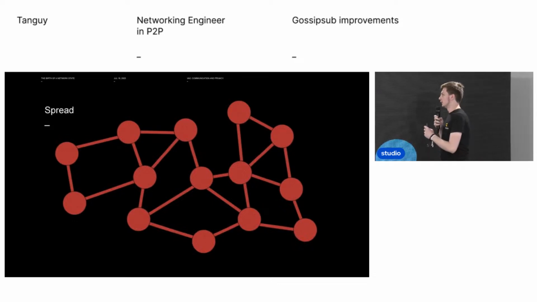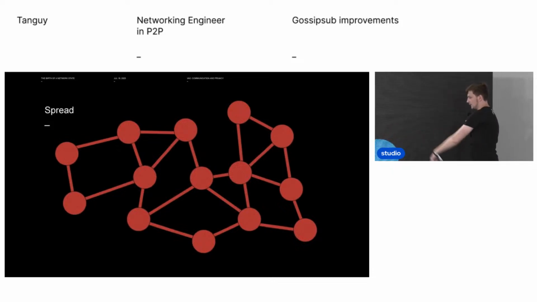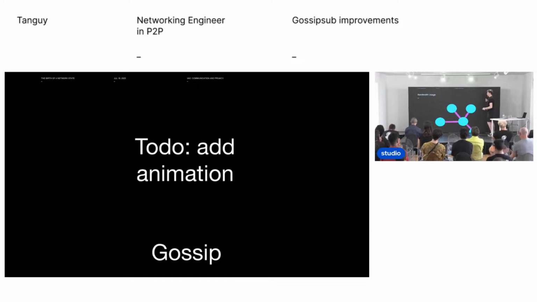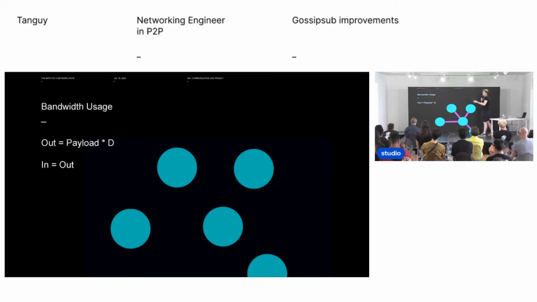The first thing we're going to try to understand is how much bandwidth you are going to use with your gossip subnetwork. And this one is pretty simple. Every time you receive a message, you forward it to your friends, your mesh. And so basically, the amount of bandwidth you're going to send is payload, so the actual data you are sending, times D.